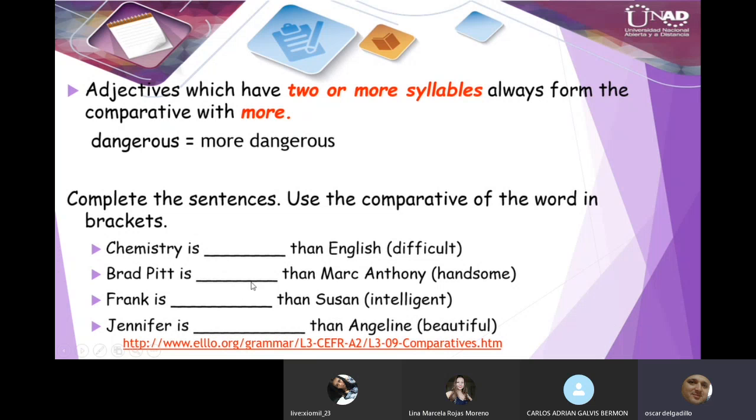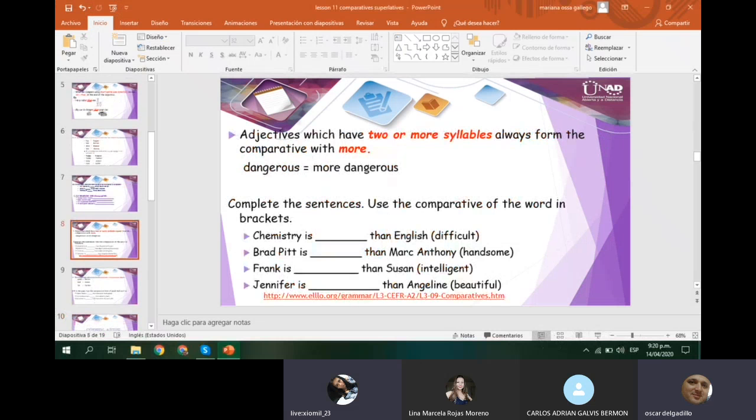Xiomara, can you complete these sentences using the adjective in brackets? German is more difficult than English. Brad Pitt is more handsome than Mark Anthony. Fran is more intelligent than Susan. Jennifer is more beautiful than Angelina.